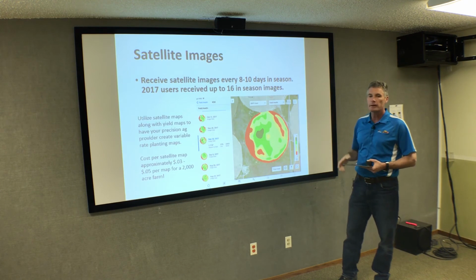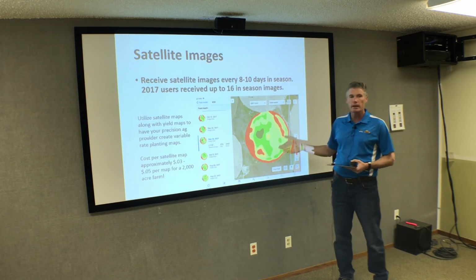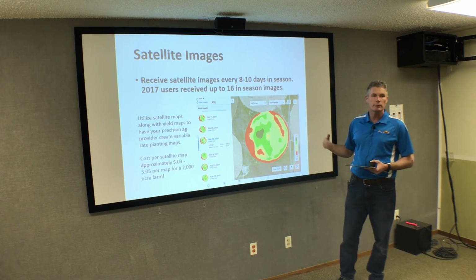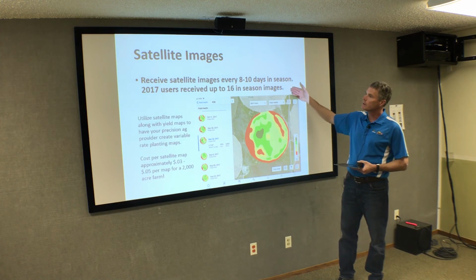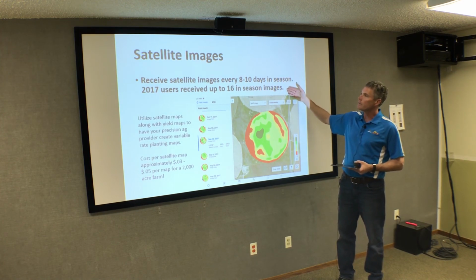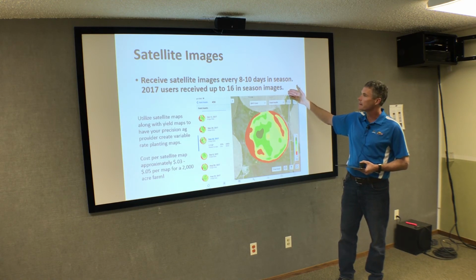So about every 8 to 10 days, you'll get a notice and say you've got a new field image, and you're going to get a satellite image on every field that you've planted within Fieldview, whether it's a wheat field or a corn field or a sorghum field, irrigated or dryland. You're going to get satellite images across your whole farm. In 2017, Colorado users received about 16 images per season, okay, so within season.